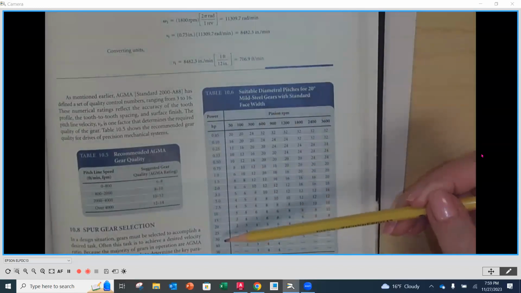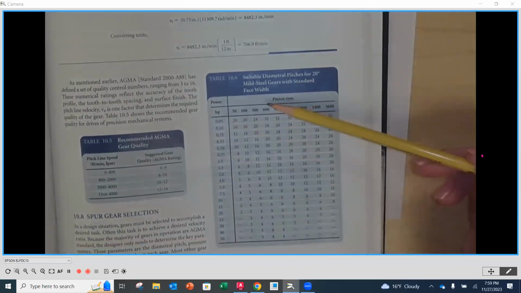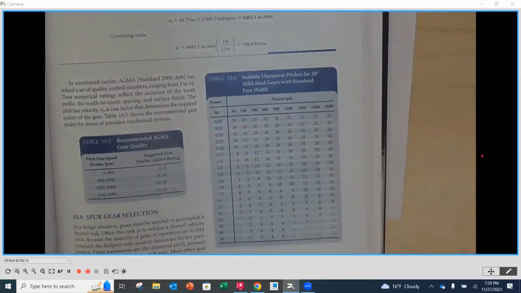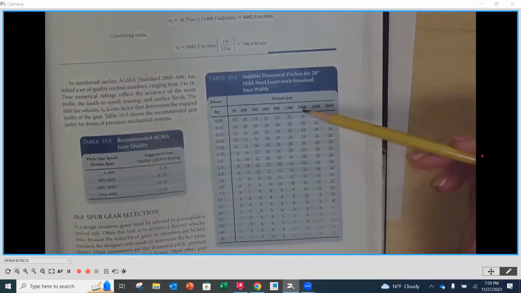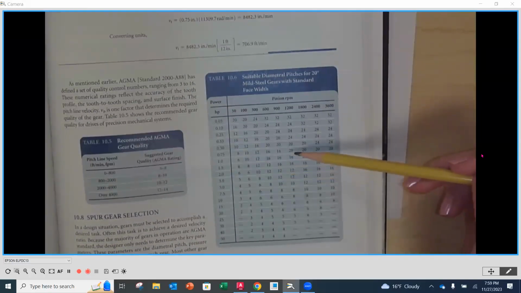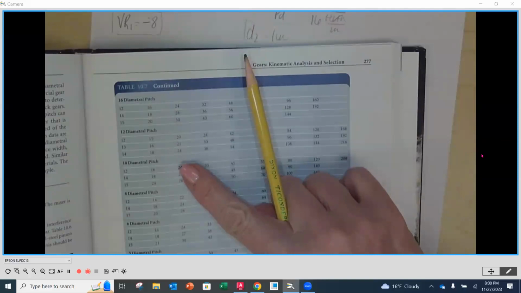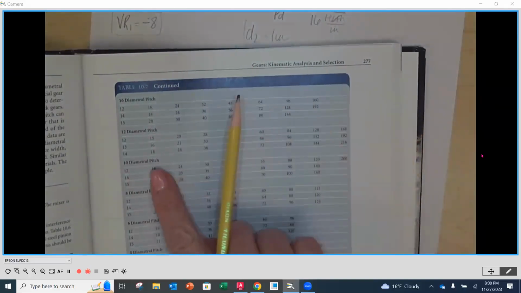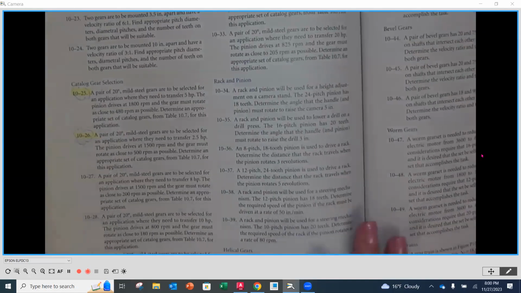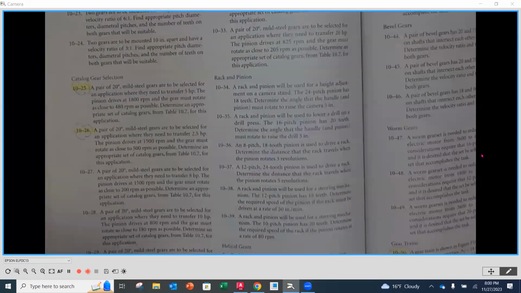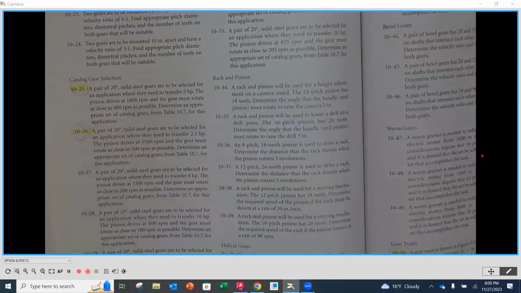You're going to use the horsepower and the RPM on your pinion, which is the faster moving gear. And you're going to find where that horsepower and close to your pinion RPM come together. The number that you meet with is where you start with your diametral pitch, which is then going to let you know which category you're going to be in here. So then those would be the number of teeth on the gear that you're going to be using to select for problems 25 and 26. And again, example 10.10 that we went over in class in detail will be the process that you use for each one of these.